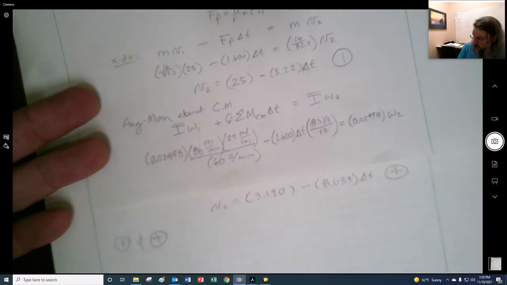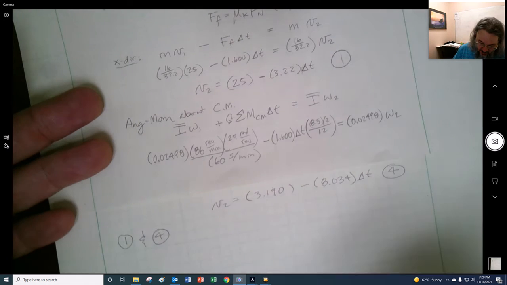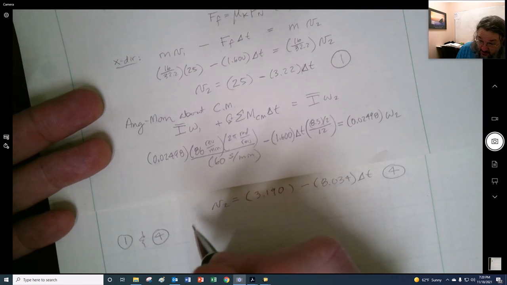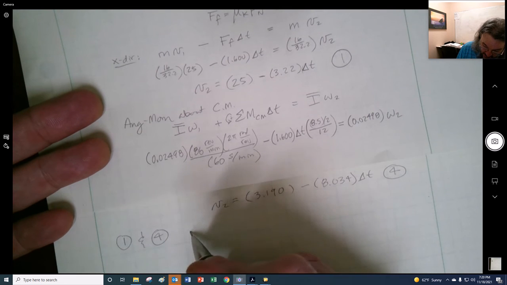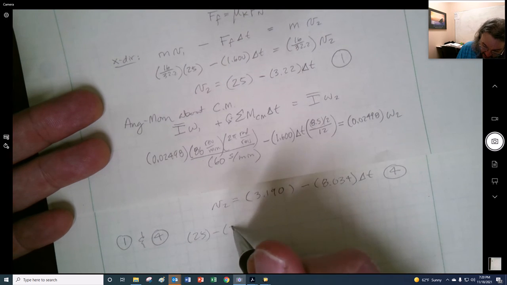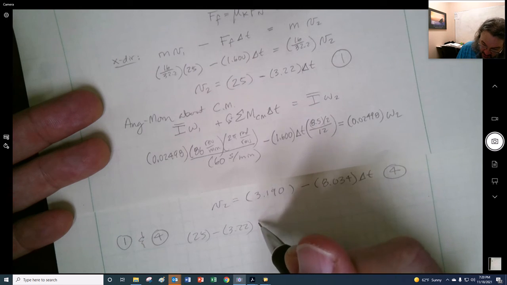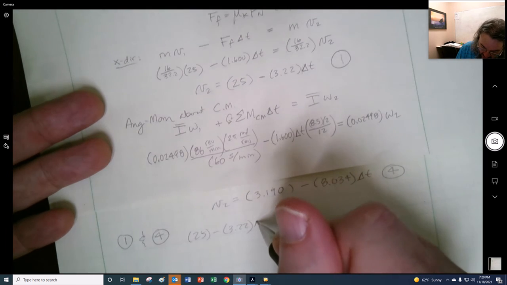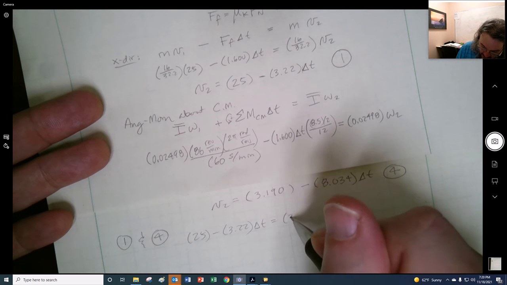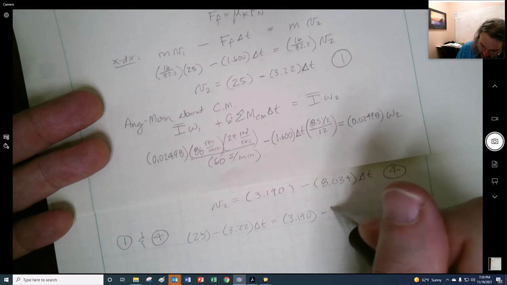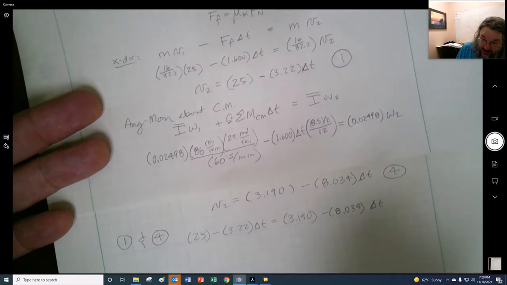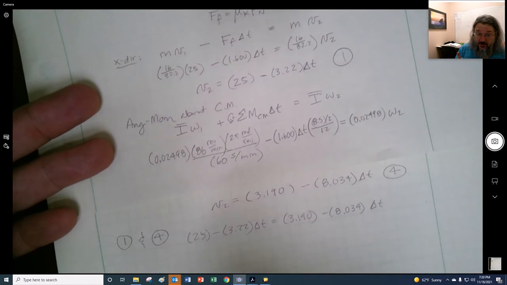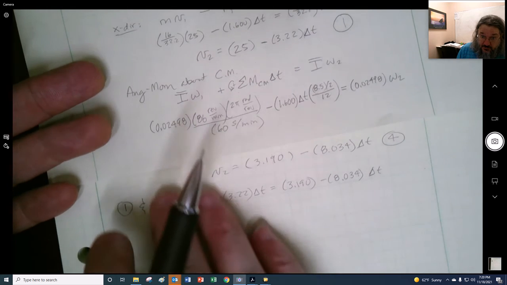And 1. We're going to set them equal to each other, right? So we have 25 minus 3.22221. Oh yeah, no, I got that delta t. Okay, good. Is equal to 3.190 minus 8.034 delta t. If we get negative time, I'm going to scream, but I think we're going to be okay. Maybe. I hope.